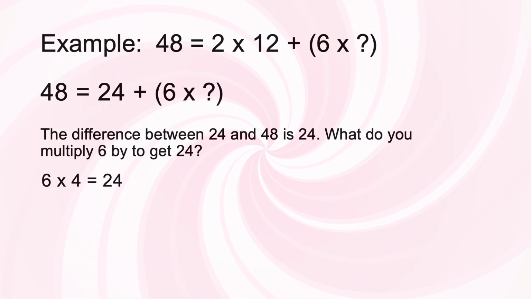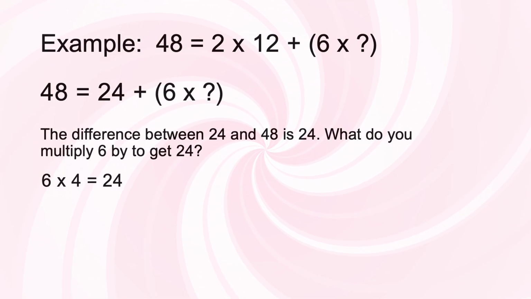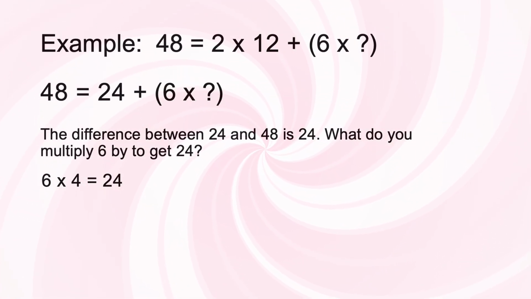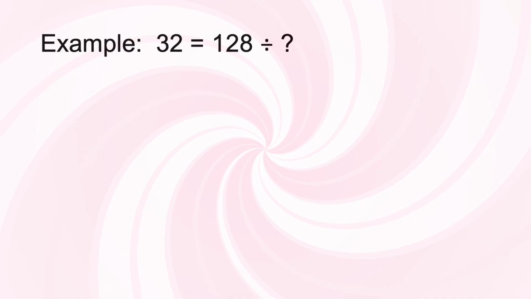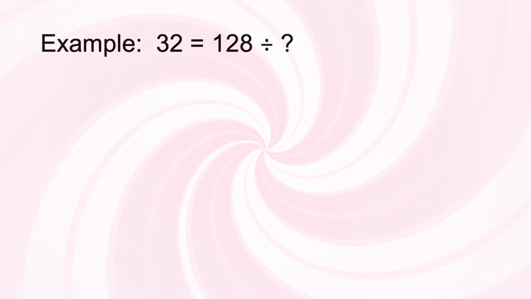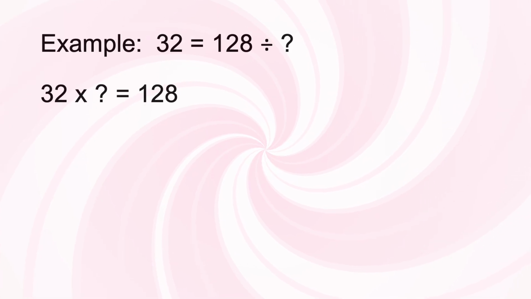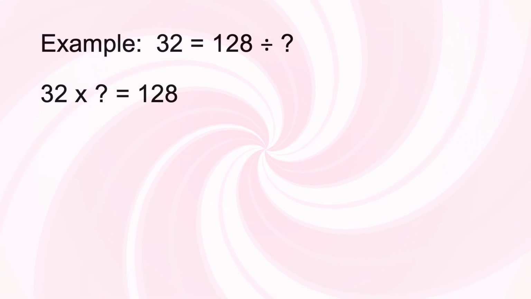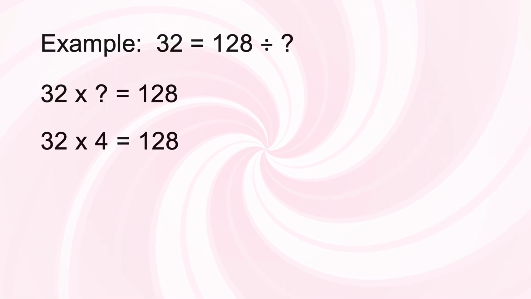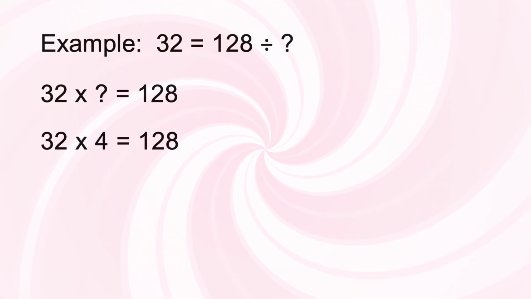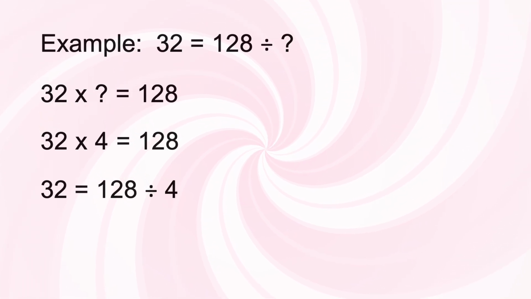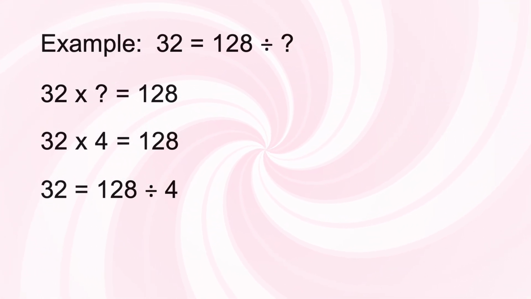Often we can reverse the problem by using the opposite sign: division instead of multiplication, or subtraction instead of addition. Example: 32 equals 128 divided by something. Well, what's 32 times something to equal 128? 32 times 4 equals 128. So, 32 equals 128 divided by 4.